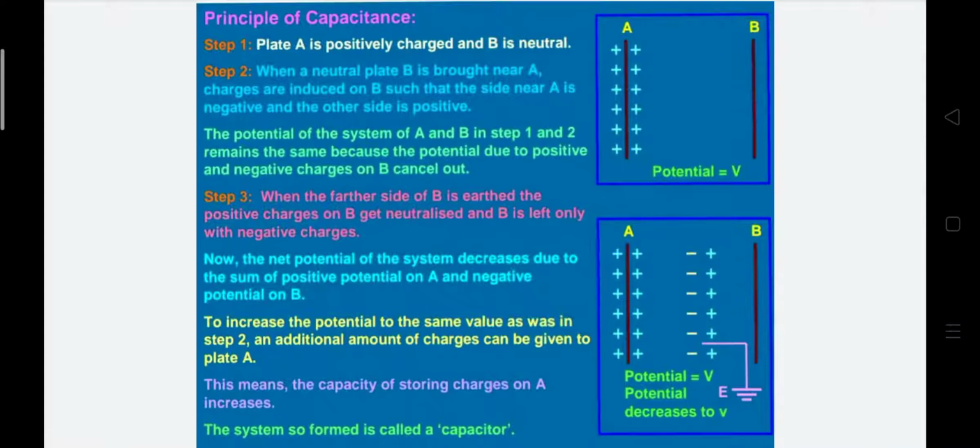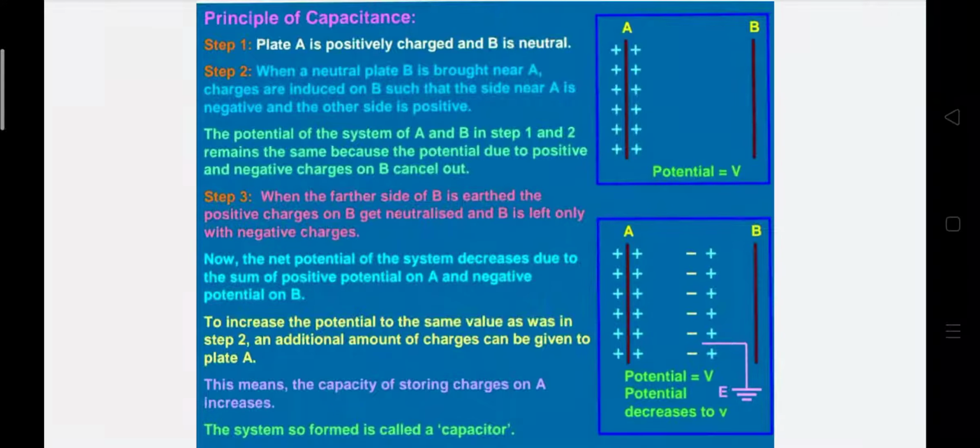Now we'll discuss the principle of a capacitor. In the capacitor arrangement, the increase in the capacitance of a conductor is due to the decrease in potential V, while the charge remains constant, when another conductor is brought near to it. So let us consider an arrangement. We have a metallic plate A which is positively charged. Another neutral plate B is brought near to it.